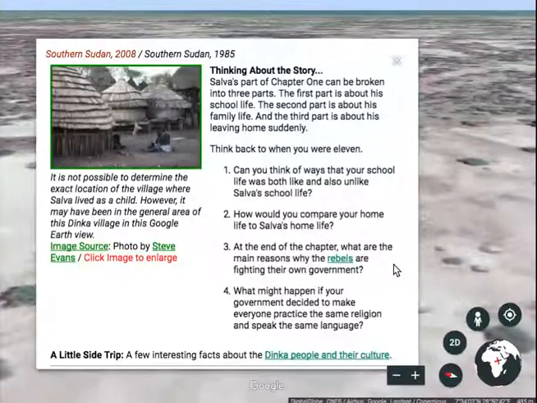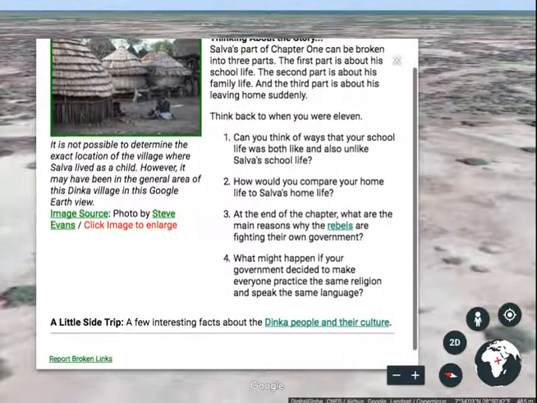At the end of the chapter, what were the main reasons that the rebels are fighting their own government? Remember, the rebels are the people fighting against the government because they want something different. So you're going to look at the type of things the government is doing and what people are saying and feeling about that. And finally, something to consider to help you put yourself in the shoes of the rebels and of these people: what might happen if your government decided to make everyone practice the same religion and speak the same language? So think about that as you go through.